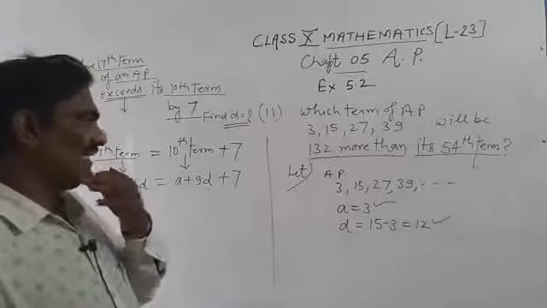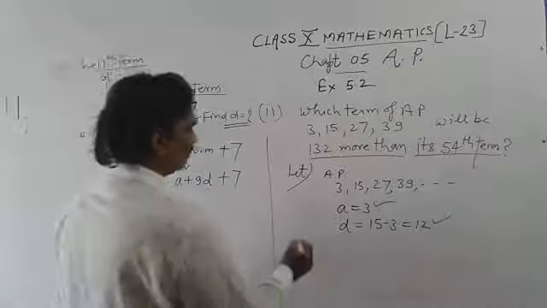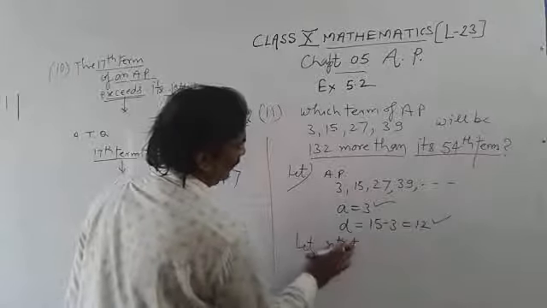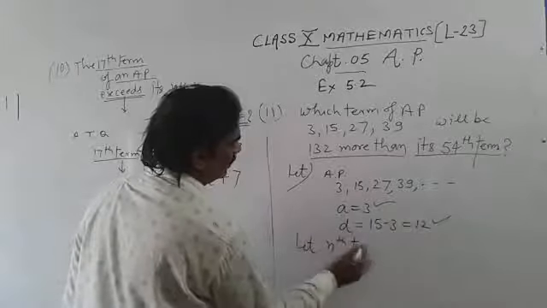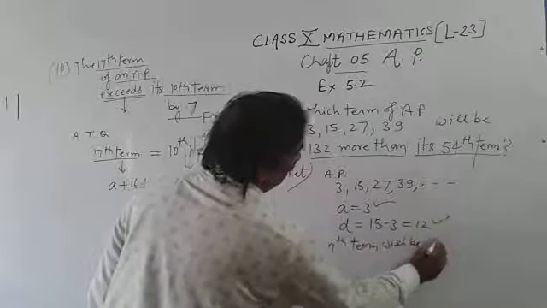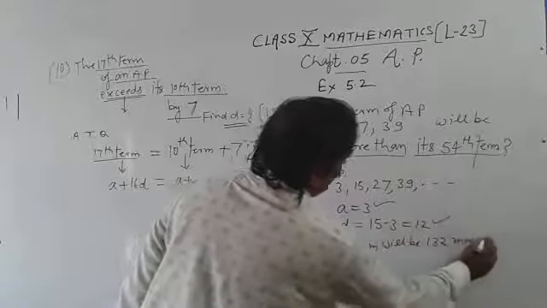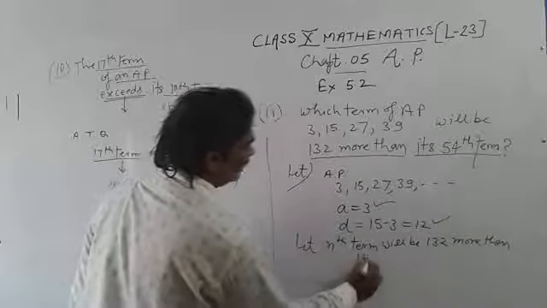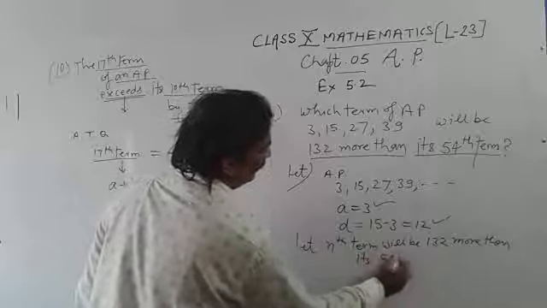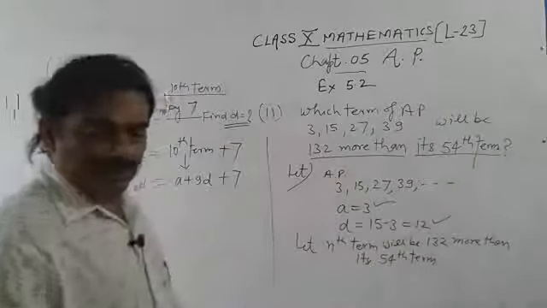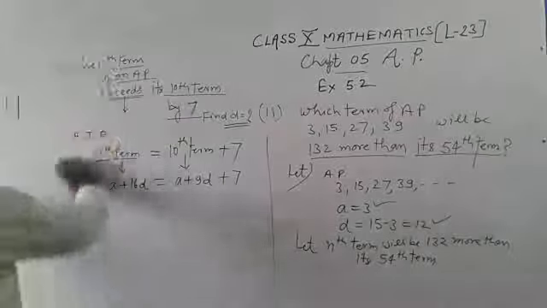Now let the nth term be 132 more than its 54th term. In this way we can write the statement.